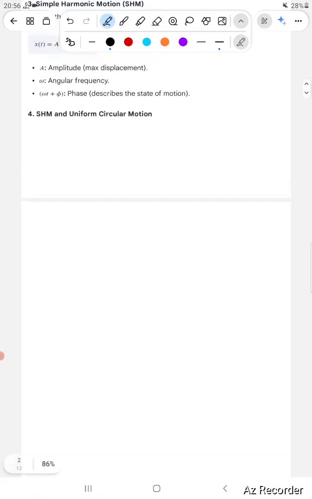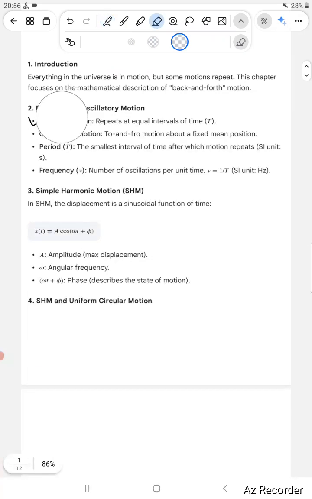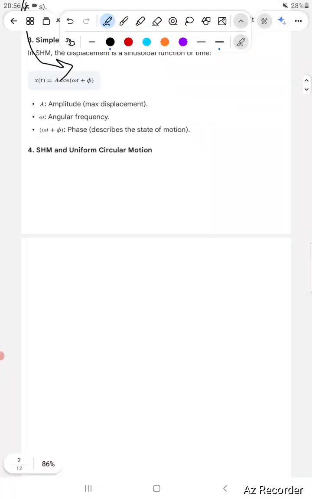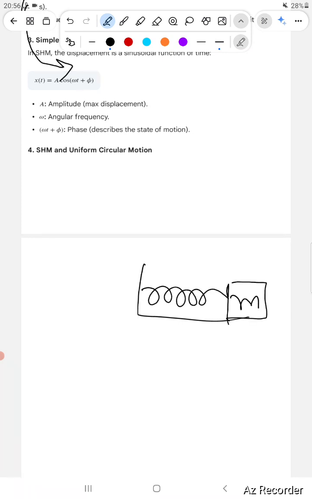Now let us come to what SHM, simple harmonic motion, is. The SHM is a special kind of oscillatory motion. First of all, let me explain: if you have a spring connected with a block of mass m and someone pulls the block here, then what happens? There is the applied force and the restoring force. The box will go to the right, but it will come back towards the left.